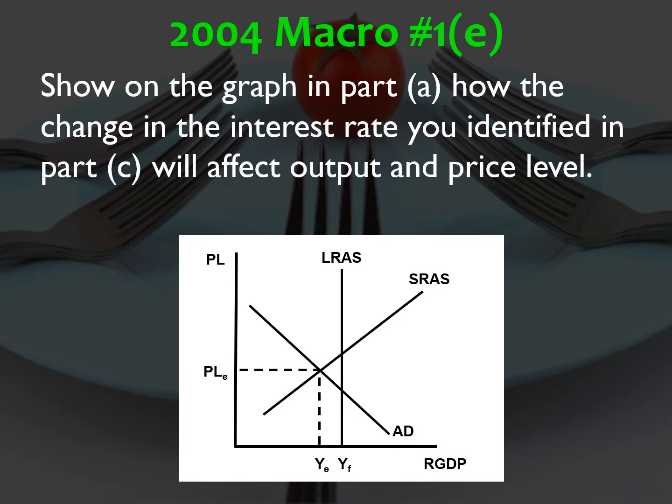Part E, show on the graph in Part A how the change in the interest rate you identified in Part C will affect output and price level. So you know that aggregate demand increases due to the lower interest rate and the higher levels of investment and consumption. So AD shifts to the right. So real output increases, price level also increases.